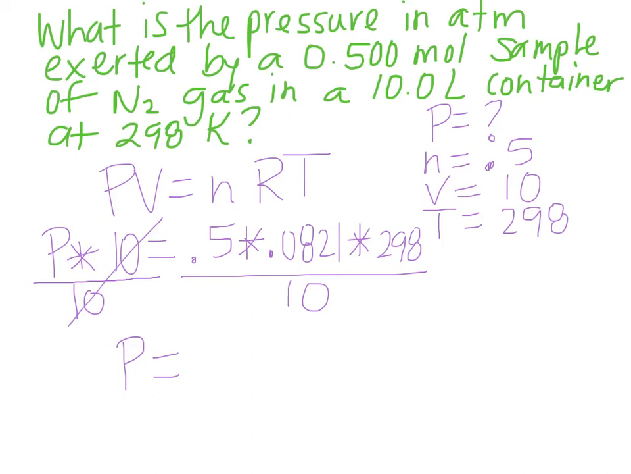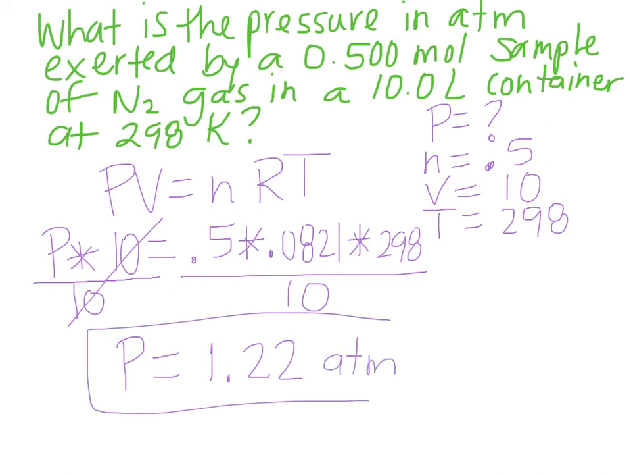So you would type in 0.5 times 0.0821 times 298 and divide that by 10, and you're going to get 1.22. And because this is pressure, it is in atmospheres, and luckily enough, that is what they wanted us to find in the problem, so we won't have to convert. It's as easy as that.